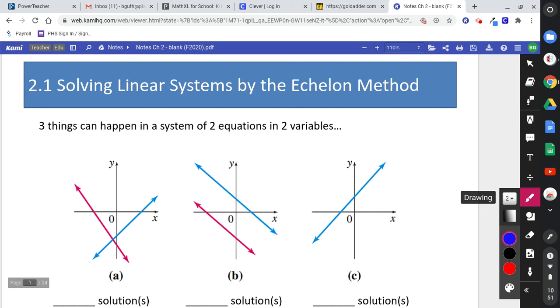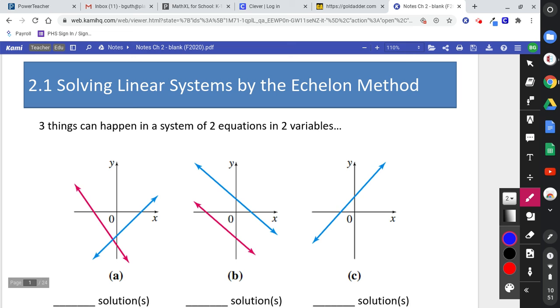2.1, solving linear systems by the Echelon method. You've already solved systems before. You've done it a lot in algebra class. You did solving by graphing, solving by substitution, solving by elimination. You already know how to solve these problems, but not by this method. Okay, so make sure you're focused on what the Echelon method is and make sure you're following and doing that.